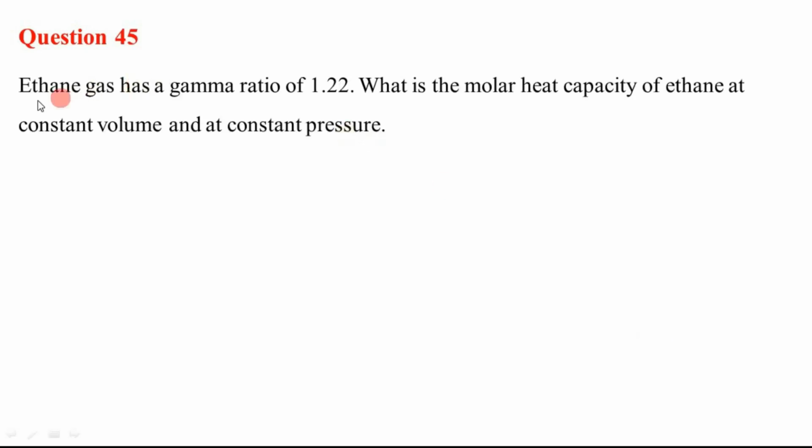Let's continue to question 45. Question 45 is saying ethane gas has a gamma ratio of 1.22. They are asking what is the molar heat capacity of this gas at constant volume and at constant pressure. That means here we need to calculate the CV, the molar heat capacity at constant volume, and the CP, the molar heat capacity at constant pressure.